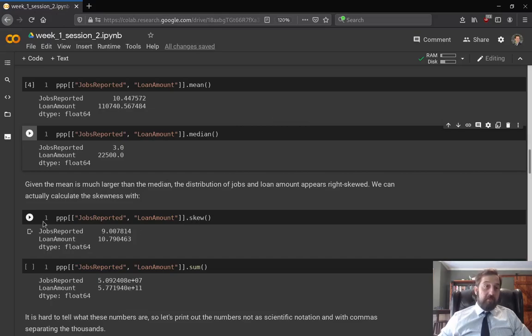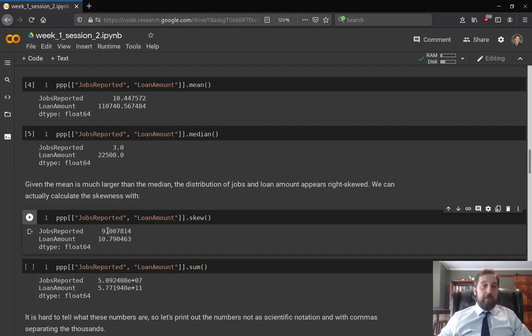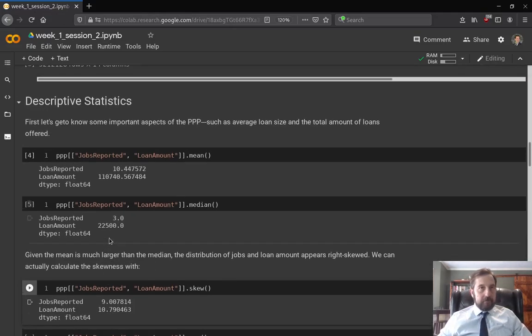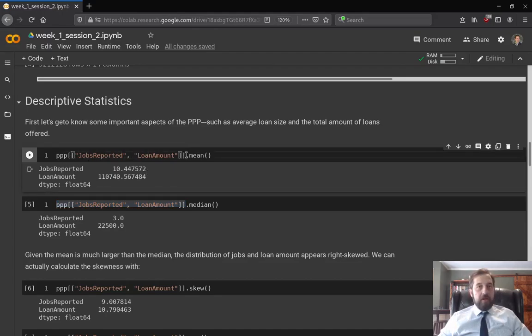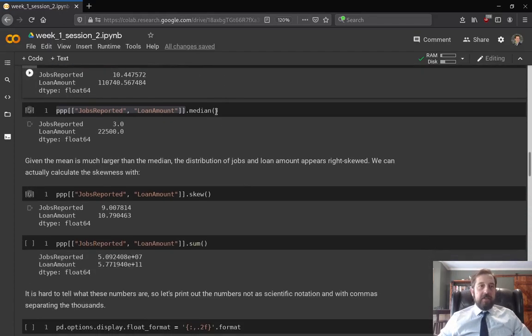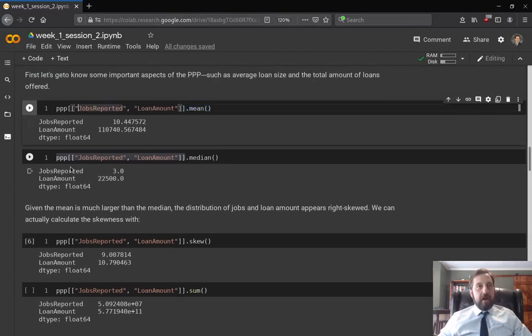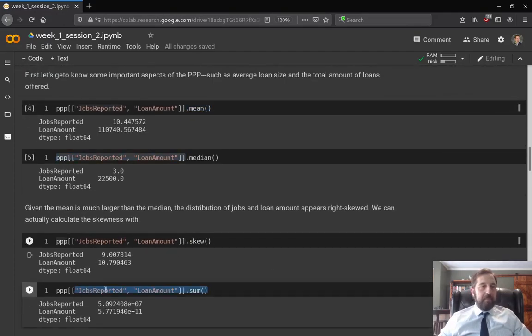So we can actually test this, however. We can go ahead and calculate the skewness of this, and yep, we do see on both of these positive skewness. So we can formally get an idea of, yes, this is a right skewed distribution. Given we want to do this repeatedly, it might make sense to simply create a smaller data frame, say just PPP, jobs, and loan, and calculate these. So we could make this a little simpler by not repeating this portion every time.